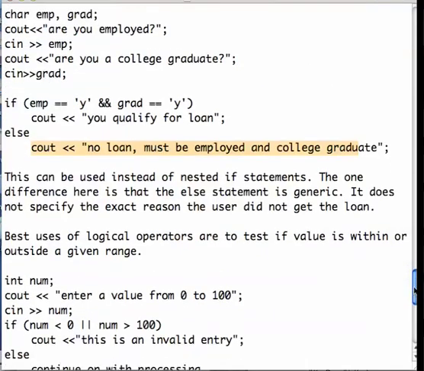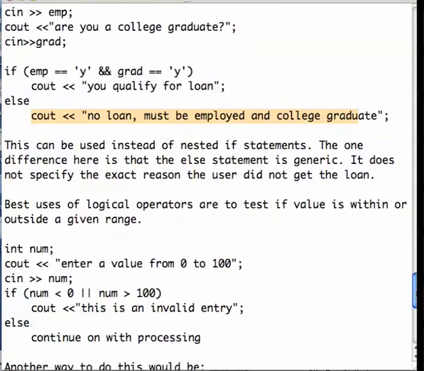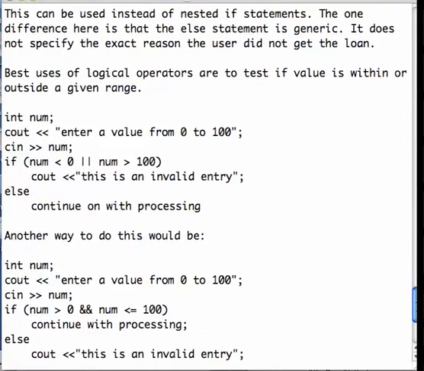The best use of logical operators is to test to see if a value is within or outside a given range. Let's take a look at the following code here. Let's ask for a value to be entered from 0 to 100, and it goes into num. If num is less than 0 or num is greater than 100, if either one of those is true, I have bad data. And I say this is an invalid entry. Else, that means I have good data and I would continue on with the processing. So what I'm really doing here is making sure the data I get here is valid.